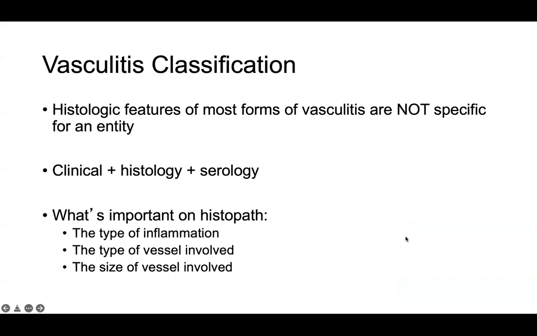So a little bit more about vasculitis classification. Histologic features in most forms of vasculitis are not specific for an entity necessarily. When we want to get to the definition of vasculitis, we have to put together the clinical history, the histology, and the serologic data. And when we're talking about the histology, we need to decide what is the type of inflammation, the type of the vessel involved, and the size of the vessel involved. If we can get that information, we're really going to be able to get closer to the diagnosis.